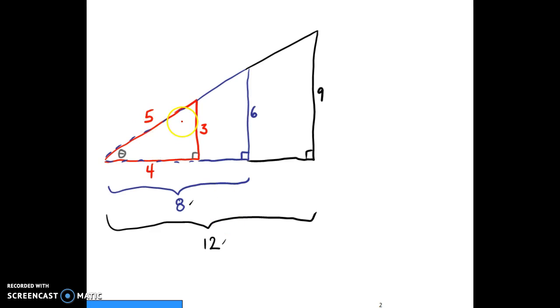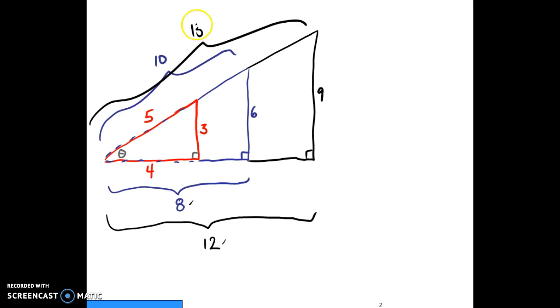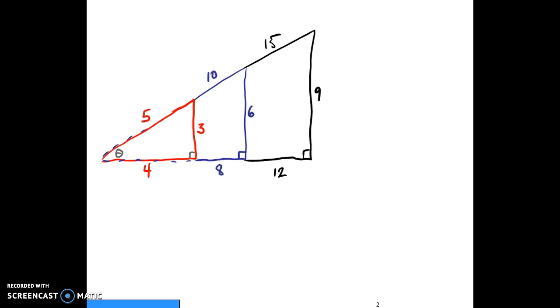If the hypotenuse for the red triangle is 5, then the hypotenuse for the blue triangle will be 10, and for the larger black triangle, the hypotenuse will be 15. I'll summarize the sides in this way.